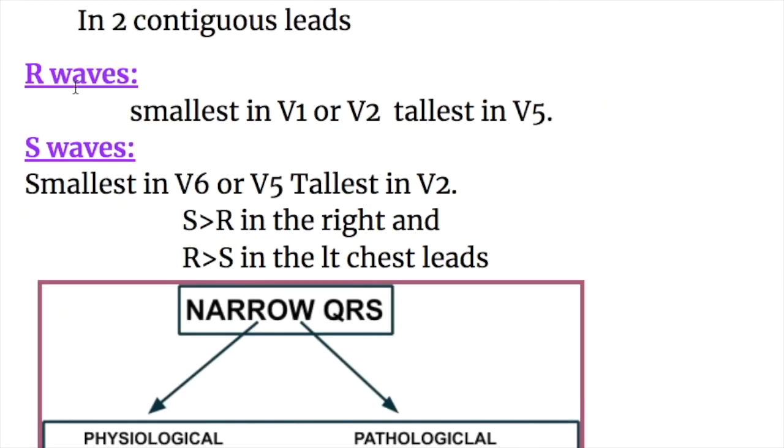What about the R wave in the chest leads? R waves are smallest in the leads V1 and V2 and tallest in V5. And what about the S wave? S waves are smallest in chest leads V5 and V6 and tallest in chest lead V2. So S is more than R in the right-sided chest leads and R is more than S in the left-sided chest leads.